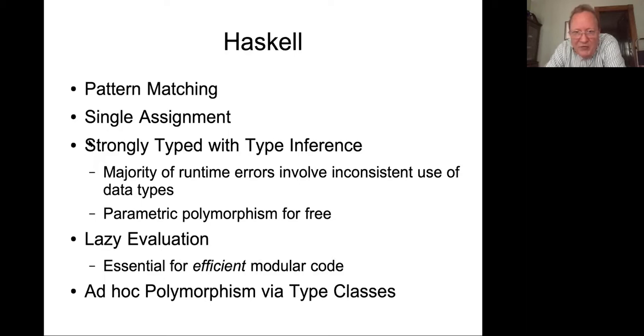The other thing that distinguishes Haskell from other functional programming languages is that Haskell uses what's called lazy evaluation. And there are pluses and minuses to lazy evaluation. What is lazy evaluation? Well, most languages employ what's called eager or strict evaluation, and C certainly does, which means that before you can apply a function to values, you have to fully evaluate those values.